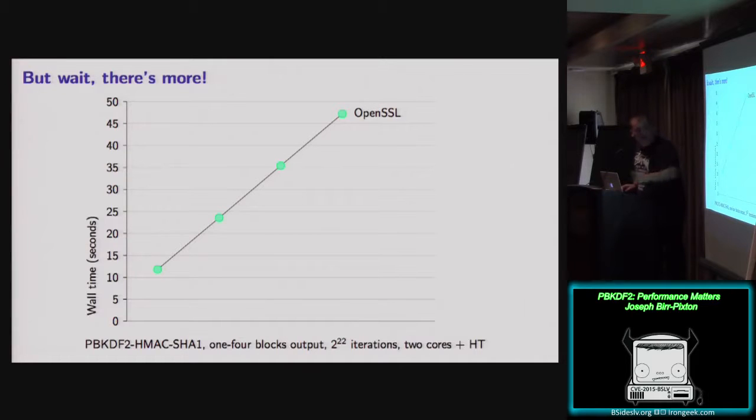So here we've got OpenSSL for 1, 2, 3, 4 blocks. This is wall time now, not CPU time. And yeah, it's kind of 12 seconds, which was what on the last slide, and then 24, and so on. And then, same thing, single thread, so the slope is less because it's quicker.